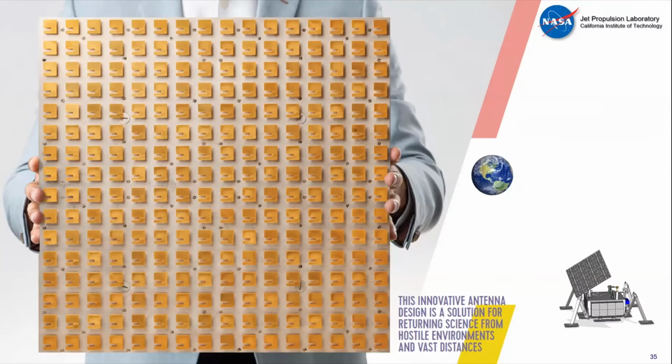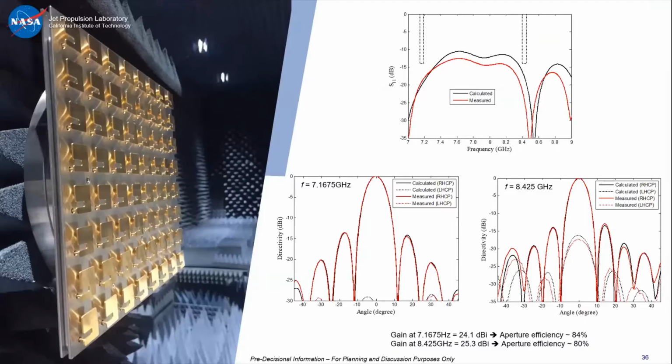So we design it in a way that this will not happen by making sure that every single part of the antenna is DC grounded, which reduces the likelihood of ESD events. The first prototype that we fabricated is an 8x8 subarray. We achieved the aperture efficiency that we needed to achieve.